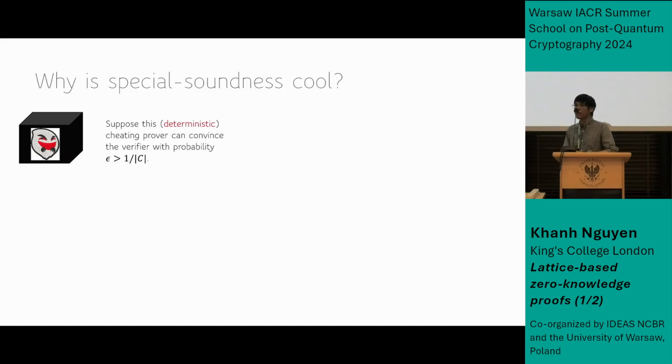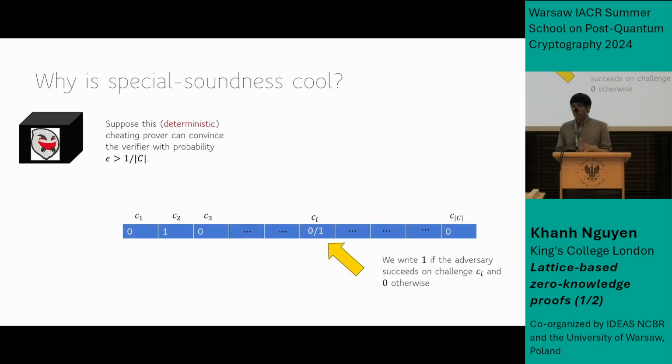So what does deterministic mean? It means that the first message is always the same. Okay? So what I want to do is this: if it can convince the verifier with high probability, then I can use this box, run it a couple of times, and extract the witness myself. And this shows that, intuitively, this box must have known the witness. Okay?